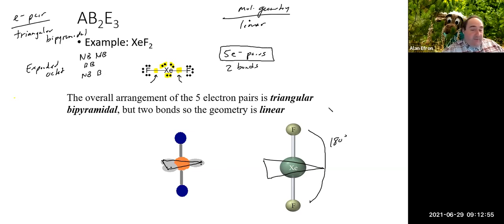So again, here we're starting to see perhaps some same names in terms of geometry. This linear is the linear that's associated with the expanded octet, not to be confused with the linear that is our 2 electron pairs and our 2 bonds.